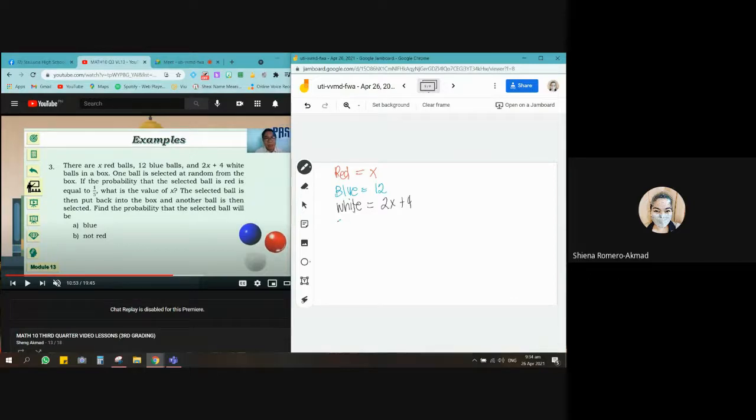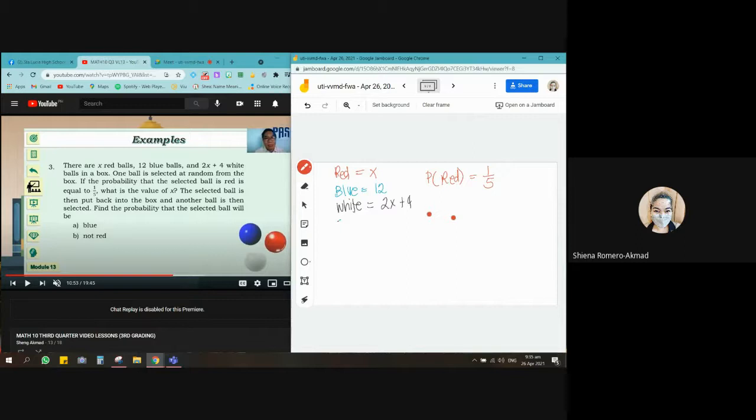So, paano natin makukuha yung value? Ano pa yung given natin dito? Ano pa yung given sa atin dito, bukod dito sa mga numbers of balls? Probability of red being selected daw po is equal to 1/5 po. Yes. The probability that the red is being selected, probability of red is equal to 1 over 5.